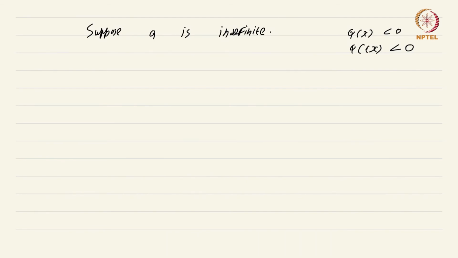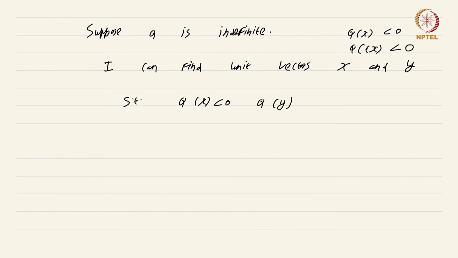The moment there are two vectors x and y, where at one point Q of x is positive, at the other point Q of y is negative, then I can just scale these vectors around and continue to get vectors of any length that I desire at which Q takes positive values or Q takes negative values. So what this means is I can find unit vectors x and y such that Q of x is less than 0, Q of y is greater than 0.